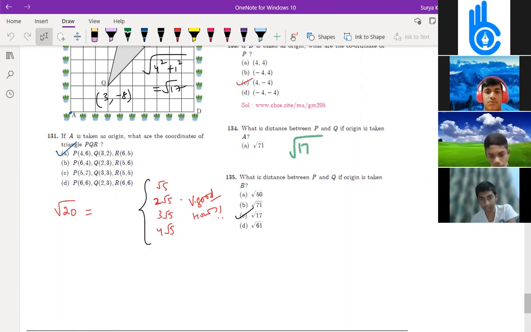Polynomials. You are having this PDF now. Have you solved any questions from coordinate geometry which you are not able to solve? Any questions, coordinate doubts? We have completed it, right? Coordinate we have finished.